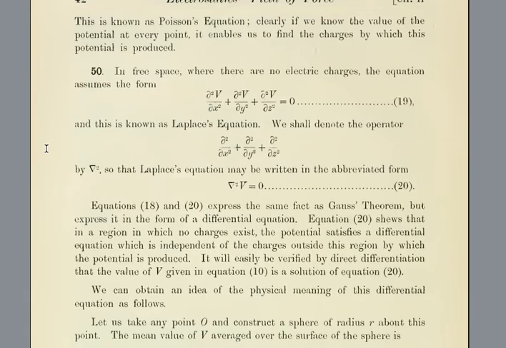In free space where there are no electric charges, the equation assumes the form: partial derivative squared of potential with respect to x squared plus partial derivative squared of potential with respect to y squared plus partial derivative squared of potential with respect to z squared equals 0. And this is known as Laplace's equation. We shall denote the operator partial derivative squared with respect to x squared plus partial derivative squared with respect to y squared plus partial derivative squared with respect to z squared by the Laplacian operator, so that Laplace's equation may be written in the abbreviated form: Laplacian of potential equals 0.